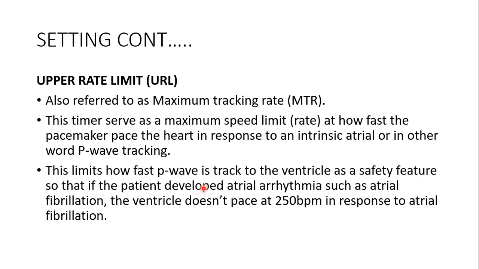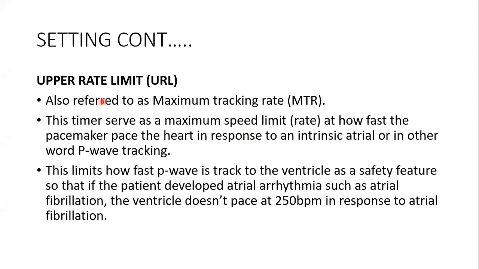So there's another setting that is usually utilized, more especially when you are tracking the P waves using a dual chamber mode. And this is known as the upper rate limit. This timer serves as a maximum speed limit that it can allow the pacemaker to respond to the heart's intrinsic atrial or other P waves that are coming from either an intrinsic or a paced P wave coming from the atrium. So the maximum speed or the rate at which the pacemaker can pace should never exceed this upper rate limit.